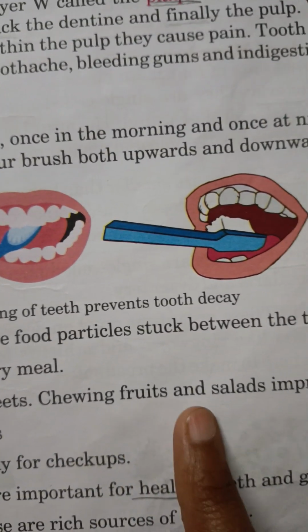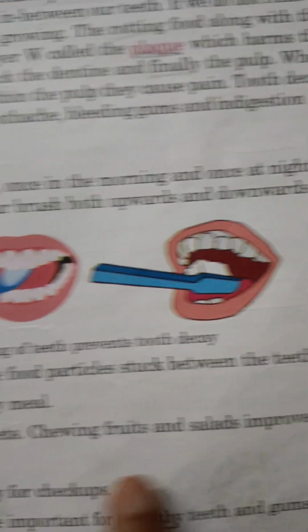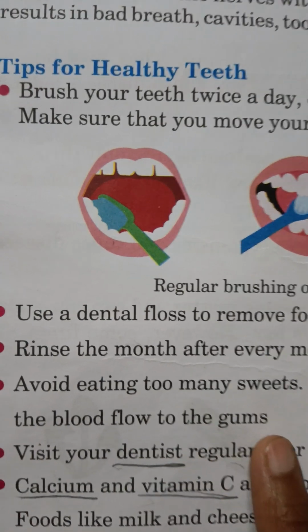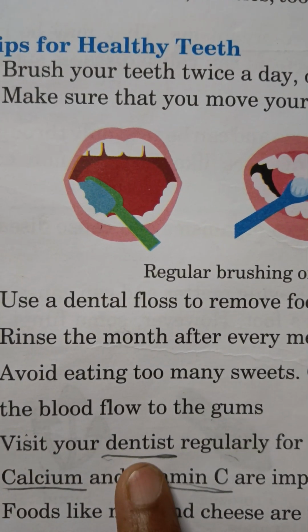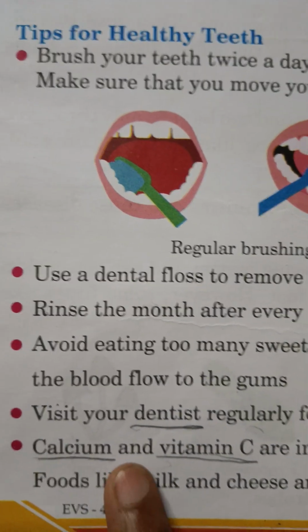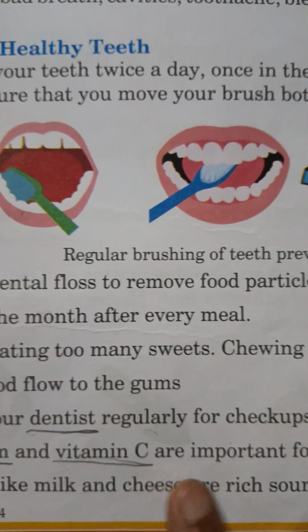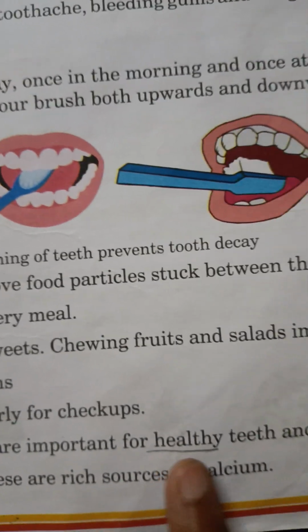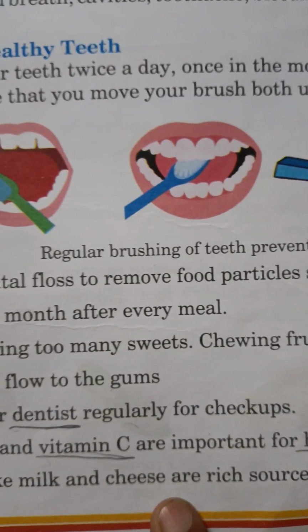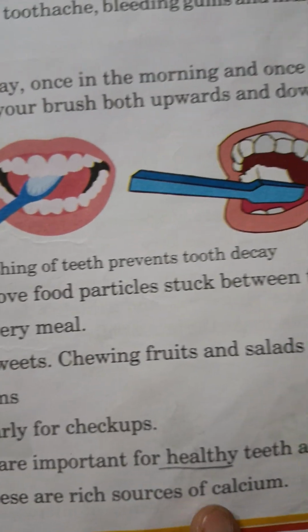Chewing fruits and salads improves the blood flow to the gums. Visit your dentist regularly for checkups. Calcium and vitamin C are important for healthy teeth and gums. Foods like milk and cheese are rich sources of calcium.